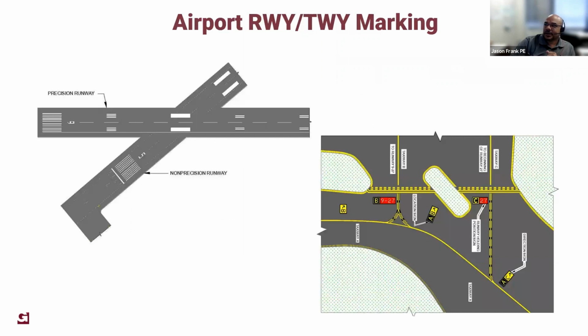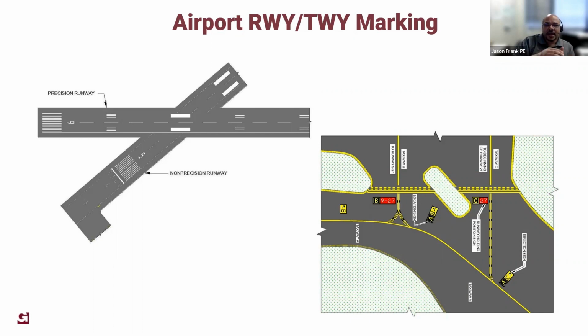Next slide. We have our runway and taxiway marking. These aircraft, we've got to put them down somewhere. They've got to be able to visually see what's going on. So we have our runway and taxiway markings here. You can see the runway markings are typically in white. They are divided up into what they call non-precision and precision marking.